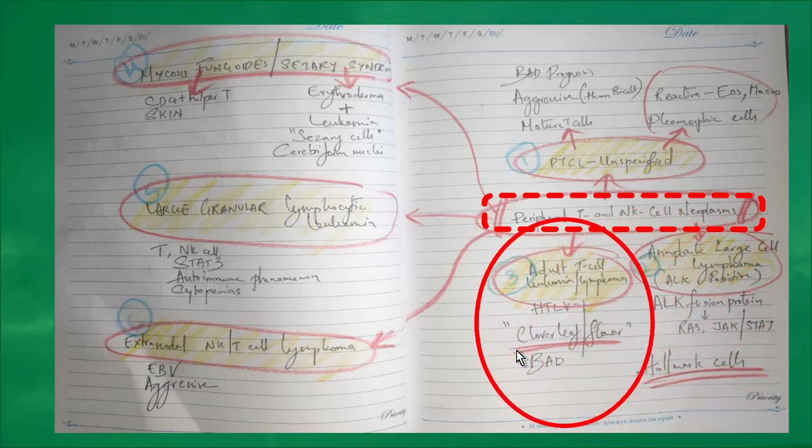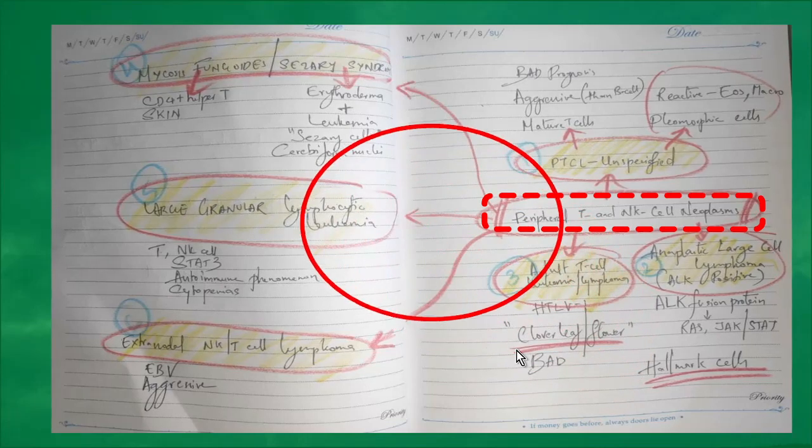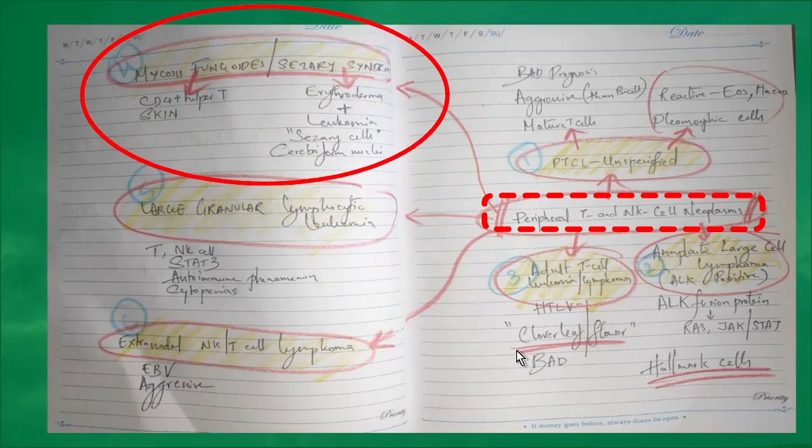Third one is adult T cell leukemia lymphoma. It can involve skin and other extranodal areas. Even peripheral blood can show a clover leaf or flower type cell. Pretty bad prognosis. It's associated with HTLV. This next one is more important.